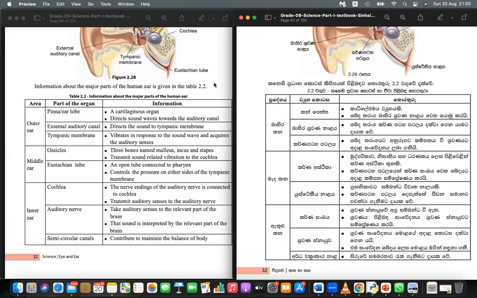Basically here is where the nerve is connected, similar to our eye, the yellow spot, where you have the nerve ends which are connected to the eye. Similar to that, the cochlea also has nerve endings which are connected to the auditory nerve, right?